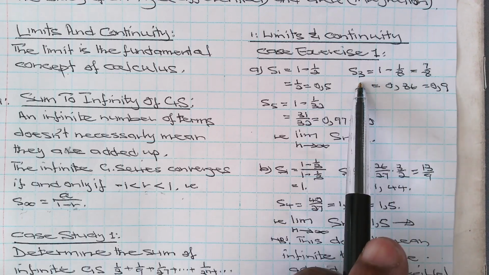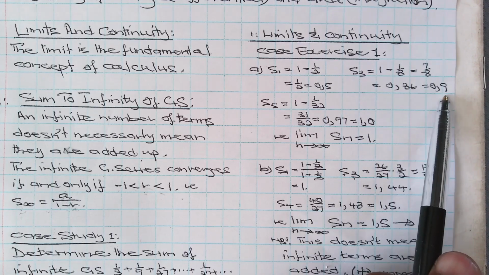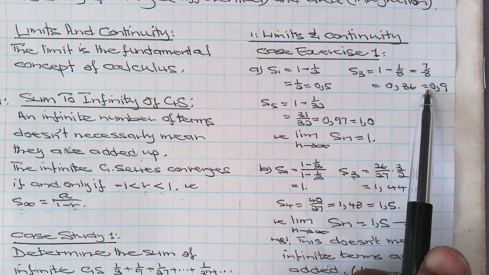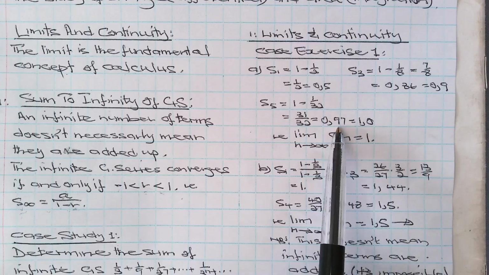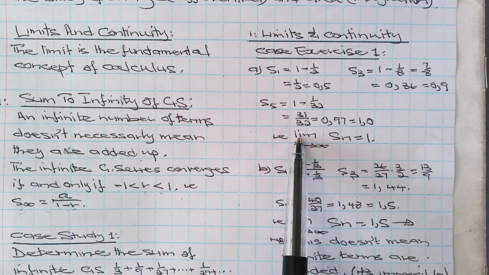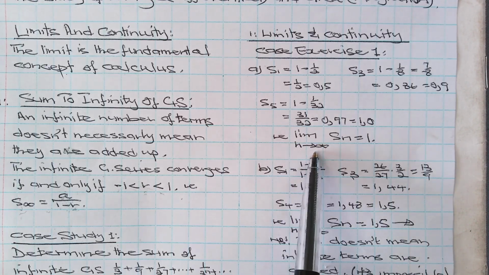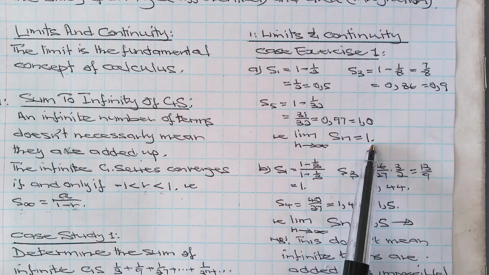Of 3 terms will be 0.86. It means 0.9. It means we go to 1. Sum of 5 will be 0.97. To the nearest is 1. Therefore, the limit as the number of terms tends to infinity, the sum of the number of terms is 1.